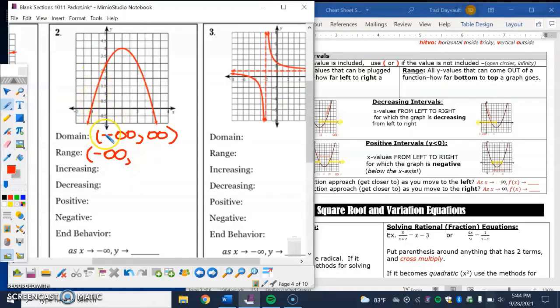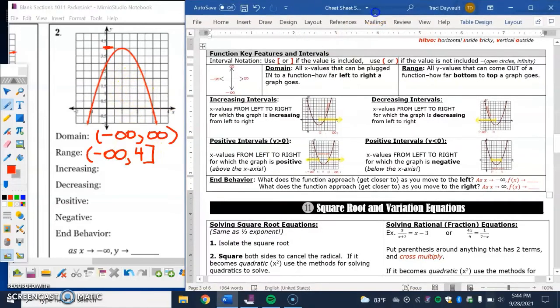And on the y-axis, what is the highest it goes on the y-axis? 4 is the highest that it goes. So no matter what you plug into this function, you're never going to get out a number that's any higher than 4. Let's look at when this function is increasing.